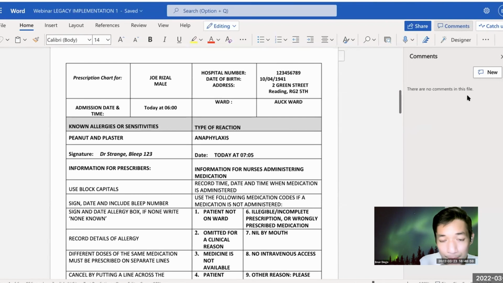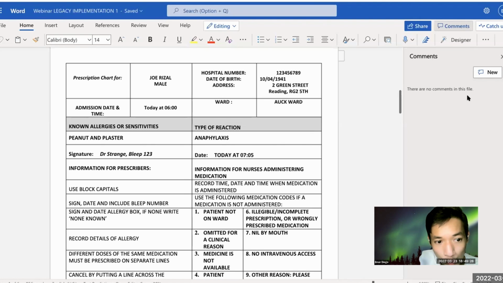For the first page, you have to read it fully. Prescription chart for Joe Rizal. The patient is male. Admission date is today, admitted at 6 o'clock in the morning. Hospital number 1, 2, 3, 4, 5, 6, 7, 8, 9. The date of birth is the 10th of the 4th, 1941. The patient's address is Reading, RG2 5TH, and the patient's ward is awkward.